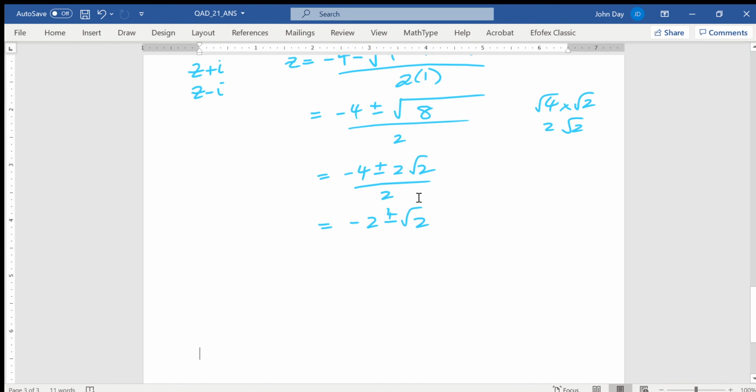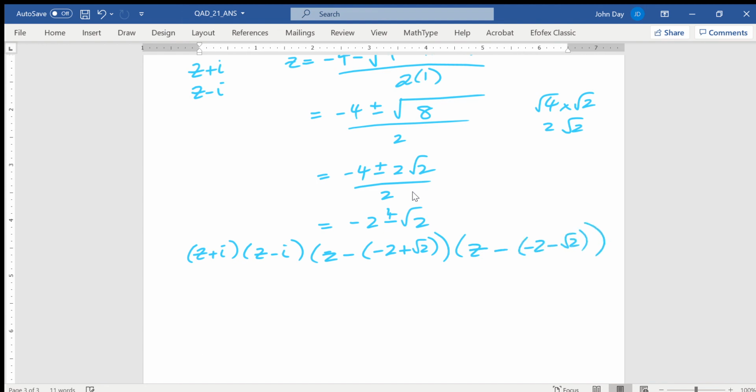So in other words, our factors would be z plus i and z minus i, and z minus minus 2 plus root 2, and z minus minus 2 minus root 2. That's what our factors would be. But the question wanted the roots. So the roots are i, minus 2 plus root 2, and minus 2 minus root 2.